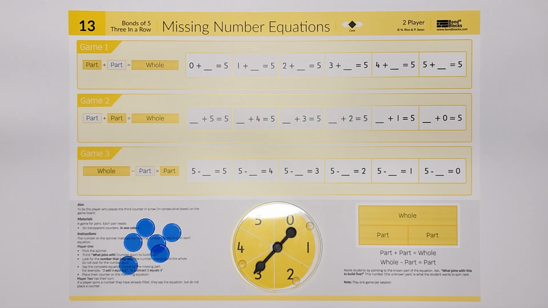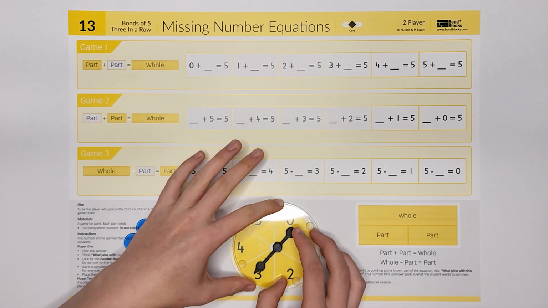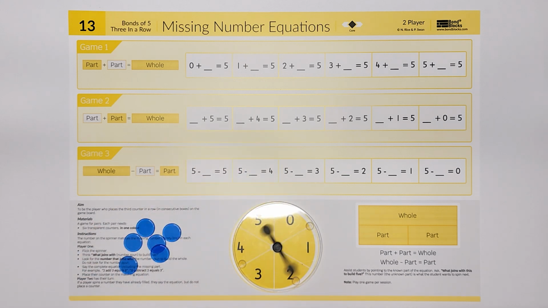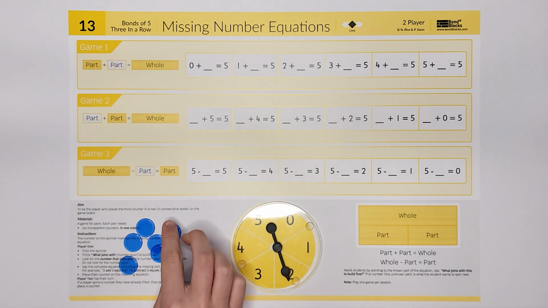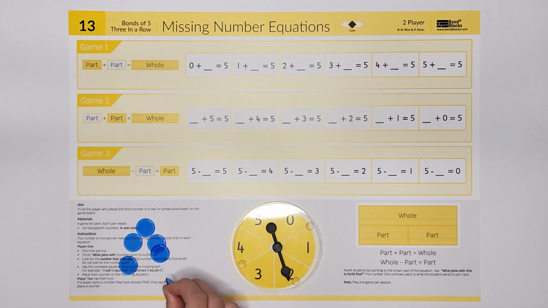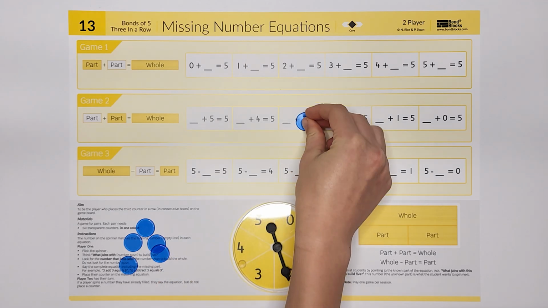Karis is here as player 1. You can go first. Okay. A part of 2. 2 add 3 equals 5. Good.